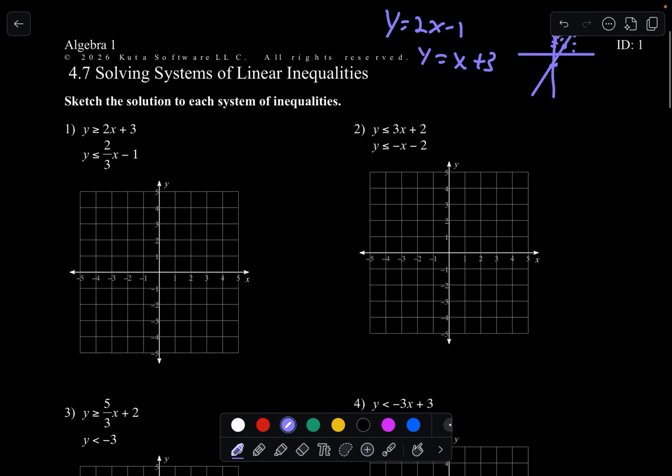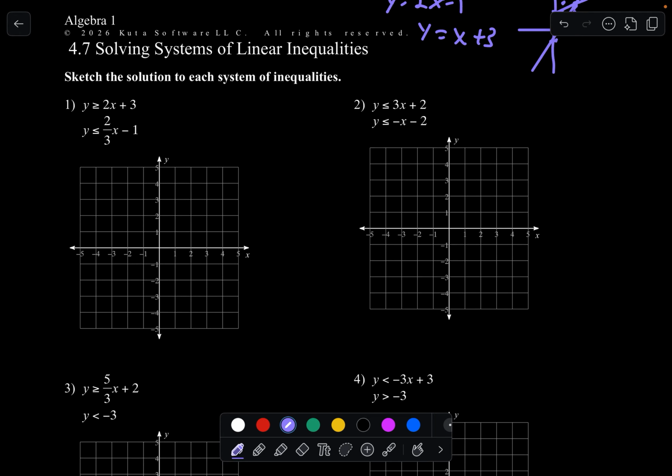We do the same thing with these, except now we graph both boundary lines, and we shade, and we see where the shadings overlap. For example, on number 1, y is greater than or equal to 2x plus 3.